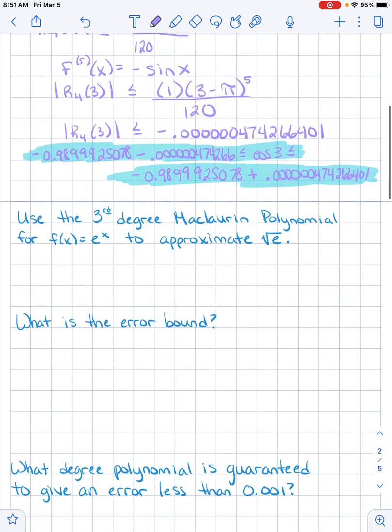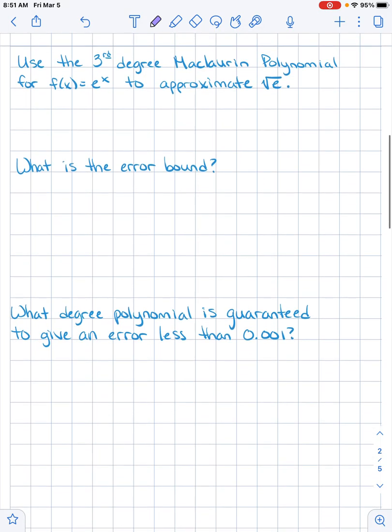Let's do a second one. There are 3 parts to this one. We're going to use the 3rd degree Maclaurin polynomial for e to the x to approximate the square root of e. And what is the error bound? I want you to try both the first part and the second part this time, and then come back. Okay, let's do this together.